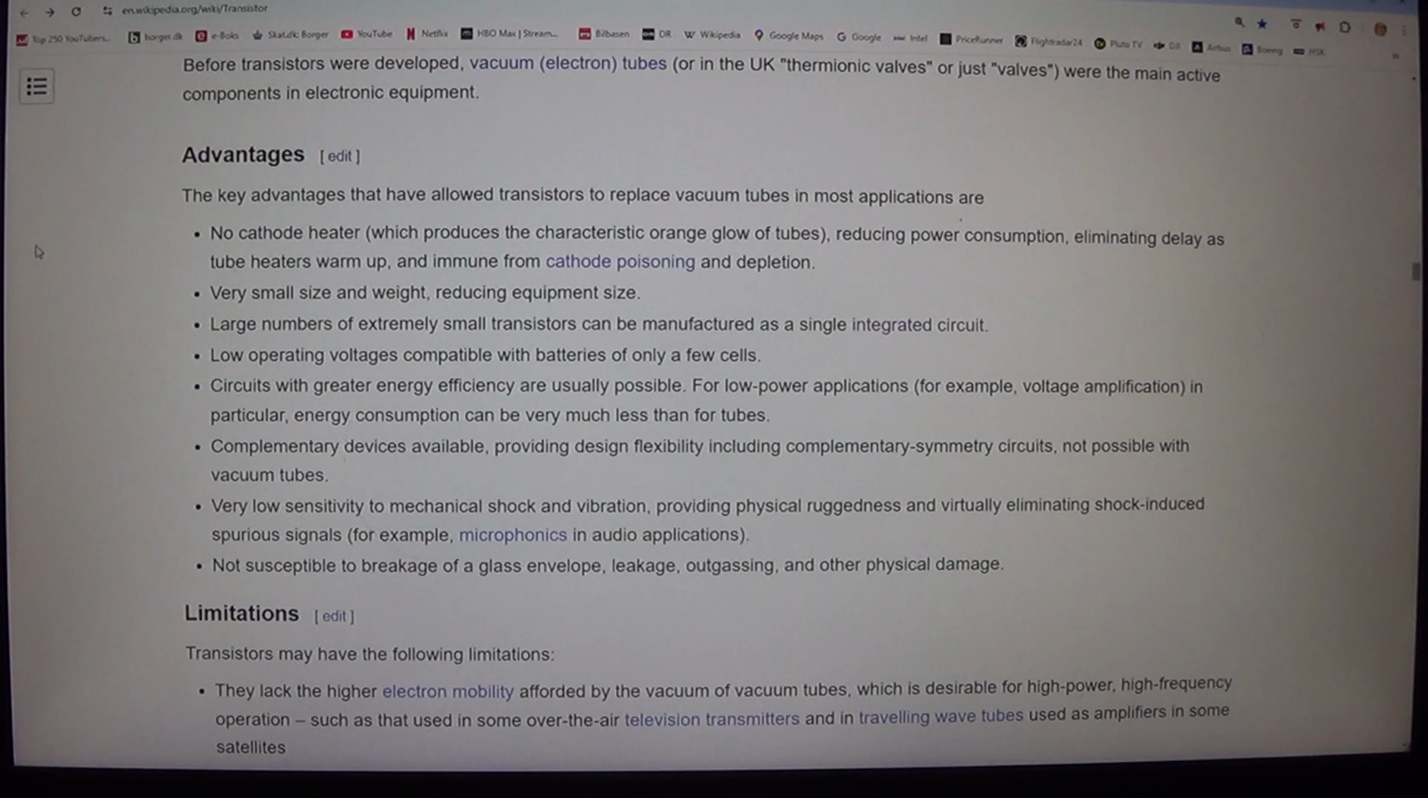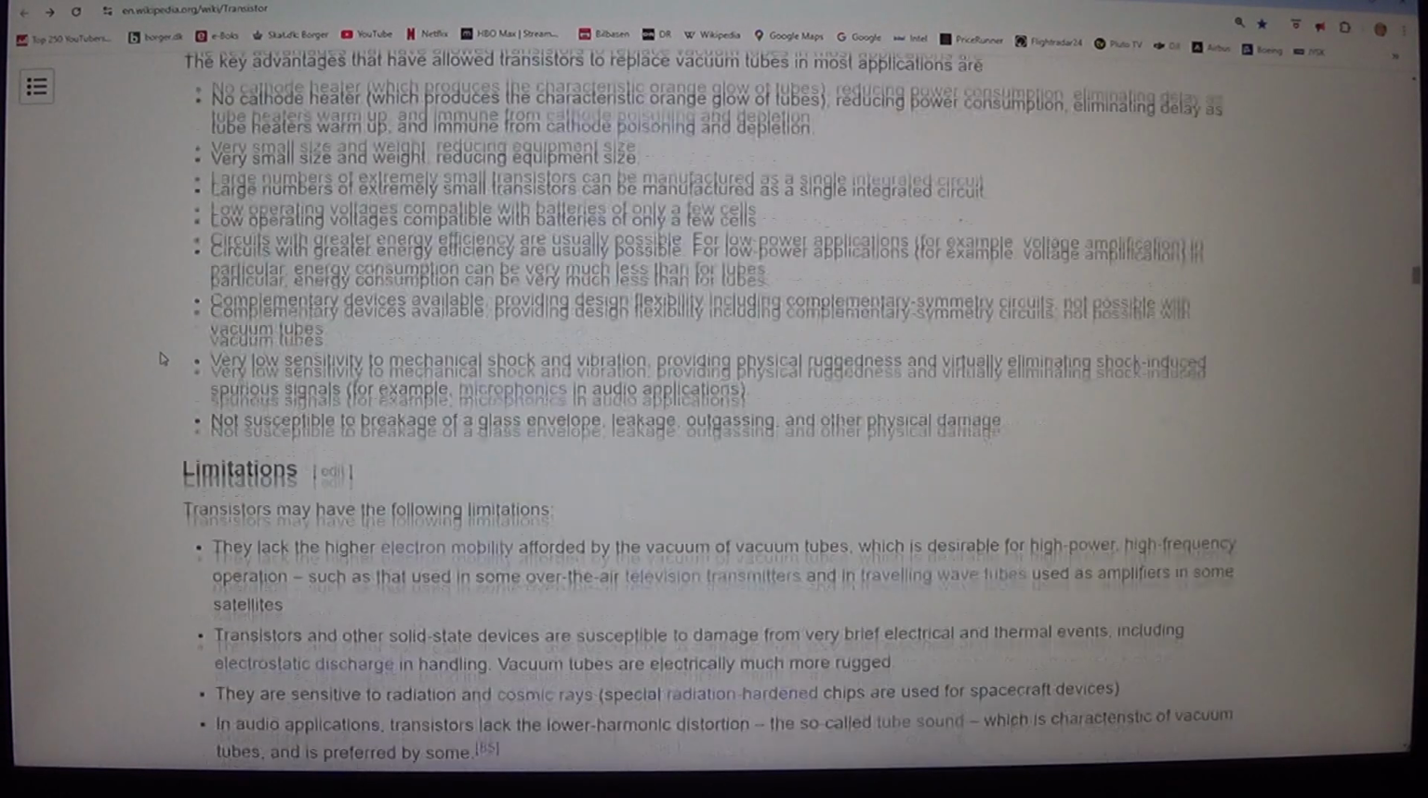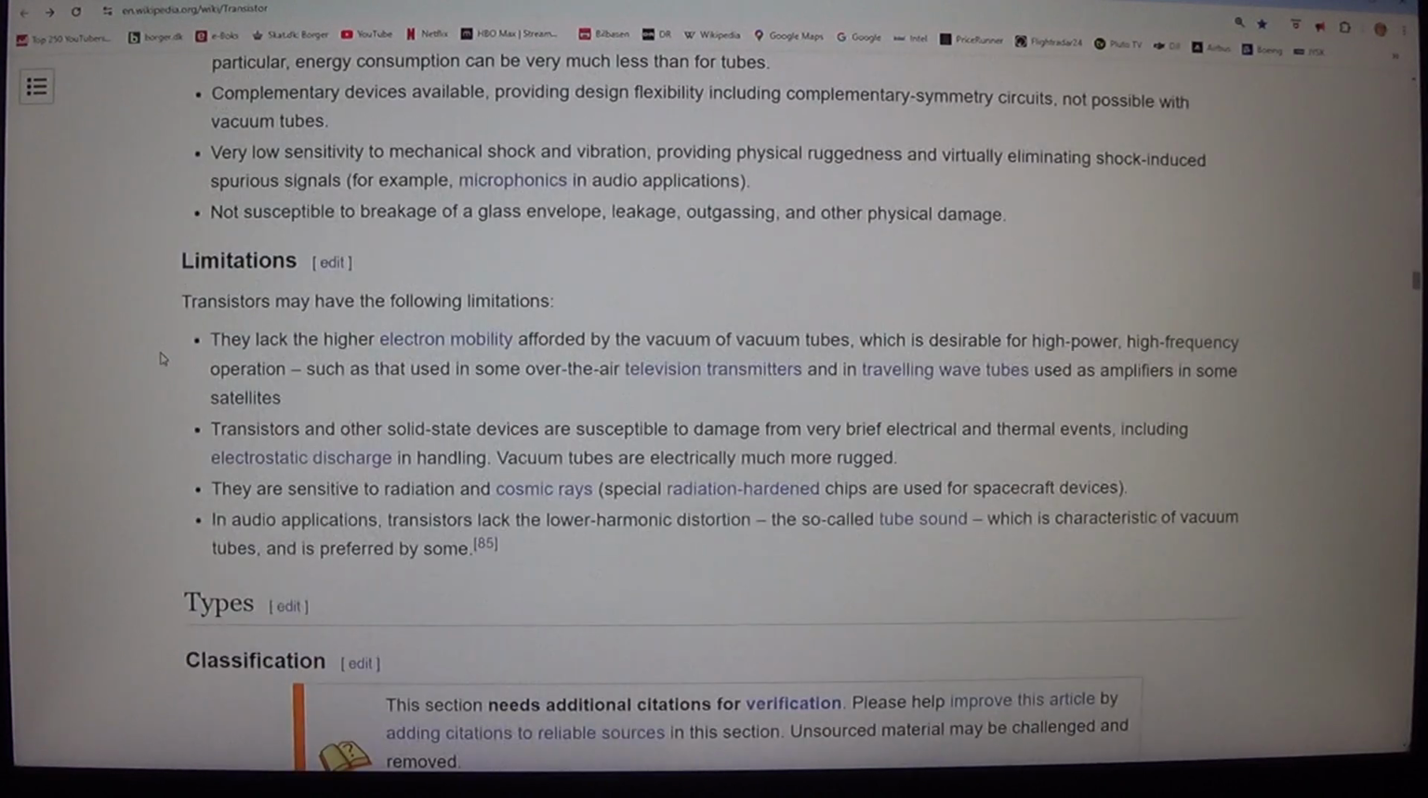7. Very low sensitivity to mechanical shock and vibration, providing physical ruggedness and virtually eliminating shock-induced spurious signals, for example, microphonics in audio applications. 8. Not susceptible to breakage of a glass envelope, leakage, outgassing, and other physical damage.